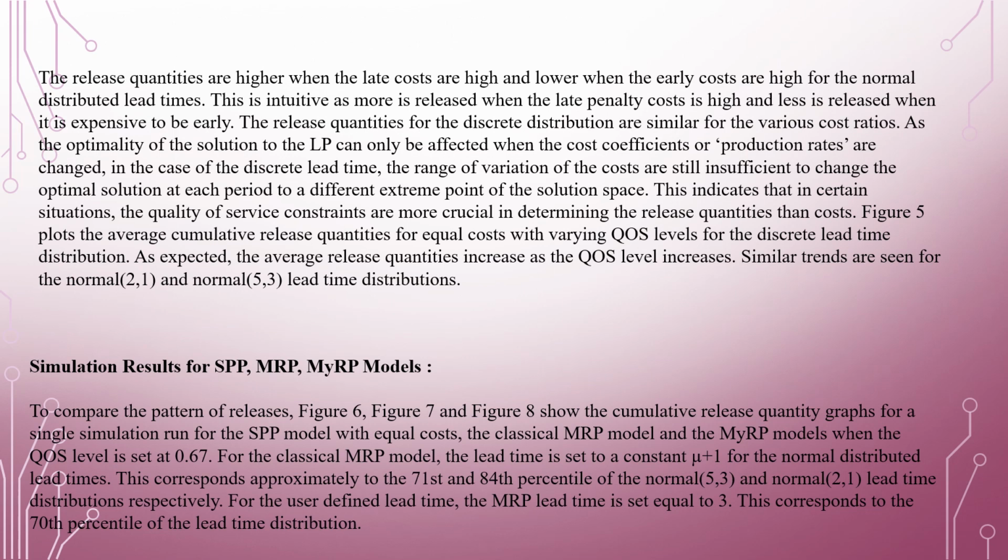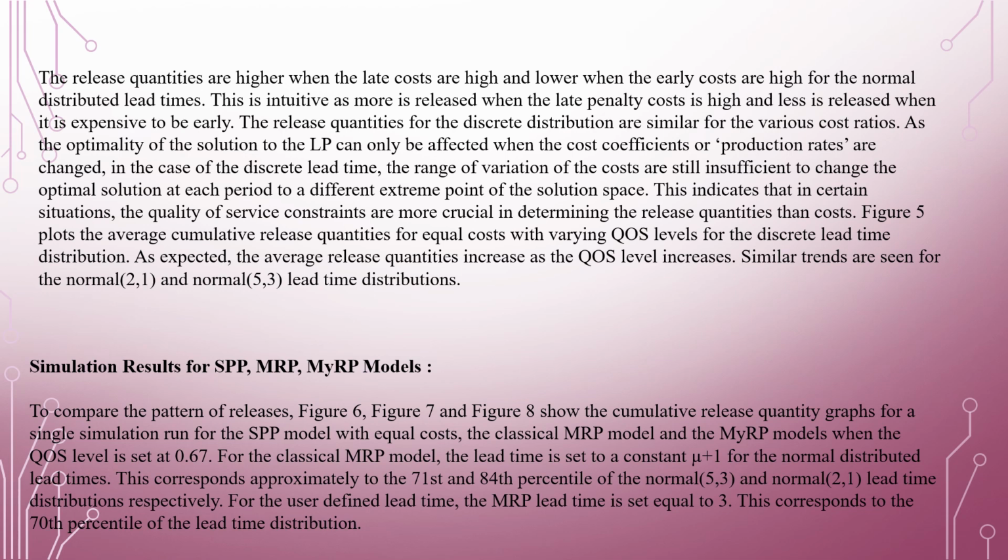The release quantities are higher when the late costs are high and lower when the early costs are high for the normally distributed lead times. This is intuitive, as more is released when the late penalty cost is high and less is released when it is expensive to be early. The release quantities for the discrete distribution are similar for the various cost ratios.